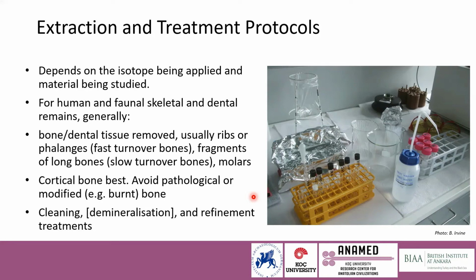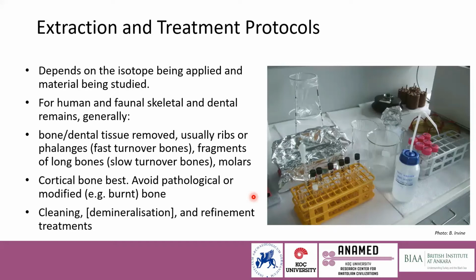As I also mentioned, for bones, you normally take fragments of long bones. So this would be slow turnover bones, things like the leg and arm bones, and then fast turnover bones as well. These would be ribs or phalanges, that's your finger or toe bones. And for dental samples, it's usually molars.